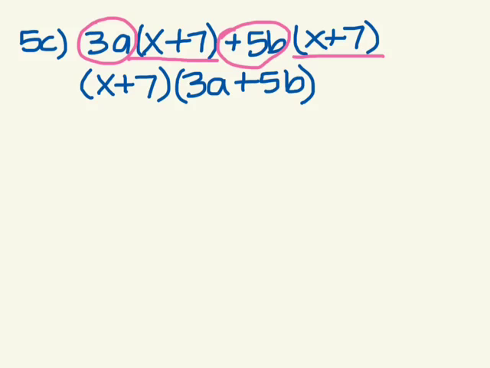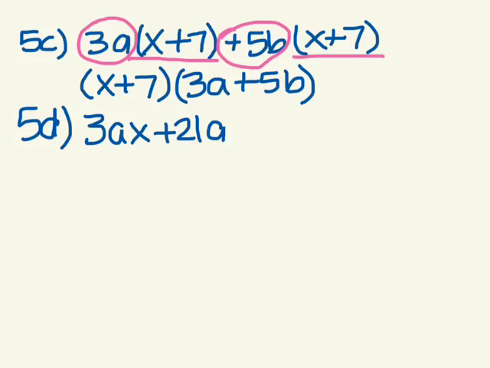Okay, for 5d, you have 3ax plus 21a plus 5bx plus 35b.